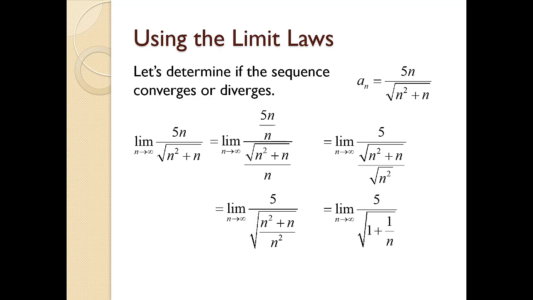And now the limit is easily done. Because the limit of 5 is 5, the limit of a square root is the square root of a limit. The limit of 1 plus 1 over n is the limit of 1 plus the limit of 1 over n. And the limit of 1 over n is 0, and the limit of 1 is just 1. So you get then just the fraction 5 divided by the square root of 1 plus 0, which is just 5. So the sequence then approaches the value of 5 as n increases without bound.